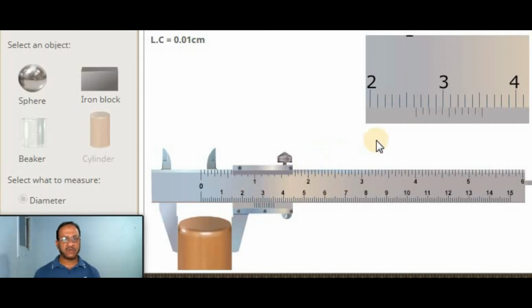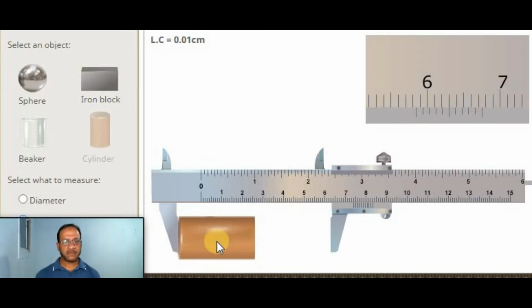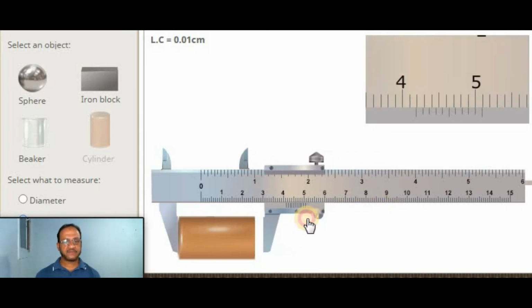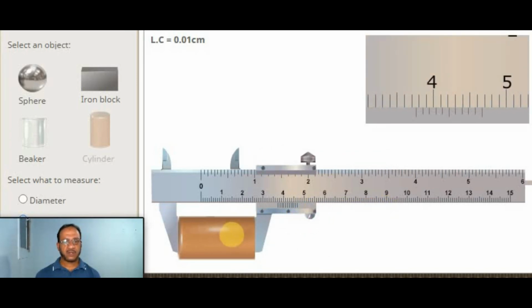Then the total diameter will be, add both, that is 2.6 plus 0.04, that is 2.64. 2.64 is the diameter. Okay, now we need to measure the length of the cylinder. For that purpose the cylinder is kept between the jaws, and again the jaws are adjusted. Okay, and press it. Now we can take the measurements.